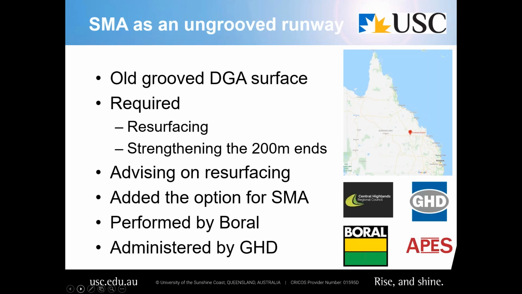Emerald Airport had a really old dense grade asphalt surface. It was in dire need of resurfacing, as well as a bit of strengthening at about 200 or 300 metres of each end of the runway, which were clearly built as extensions sometime in the past, and just weren't as strong and performing as well as the central portion of the runway.